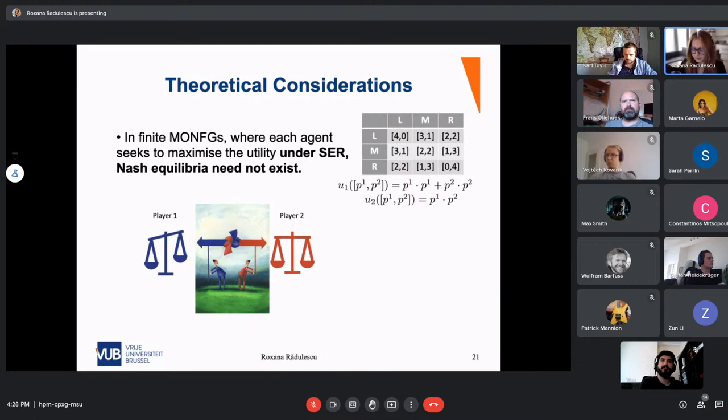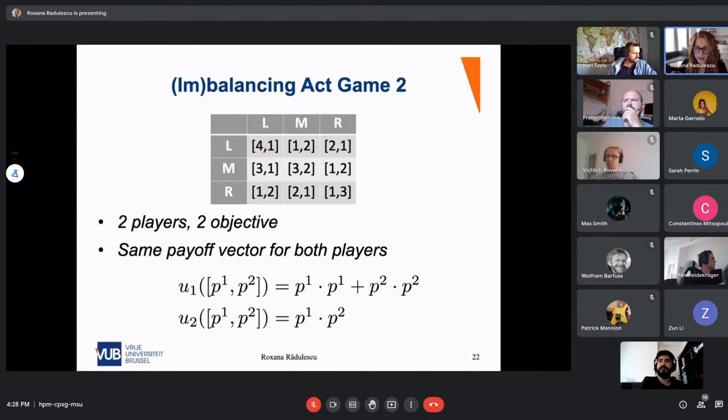The second game I will discuss for today is a slight modification of the imbalancing act game that now allows us to have pure strategy equilibria under SER. More precisely, we have LL as a first equilibrium point. LL is preferred by player one due to his utility function. MM is the second equilibrium point. This one is preferred by player two because it gives him a higher utility. And RR is a third equilibrium point, but this one is dominated by both the other ones. So again, potentially we can observe some interesting behaviors over here.